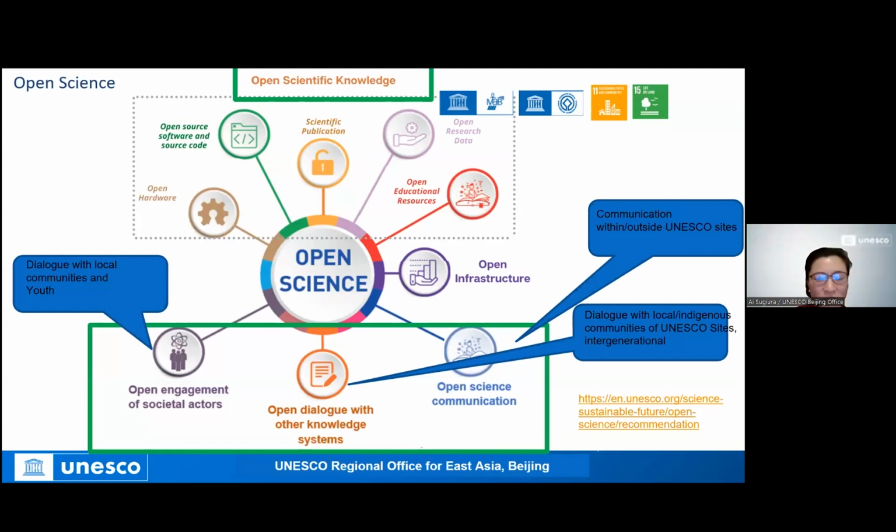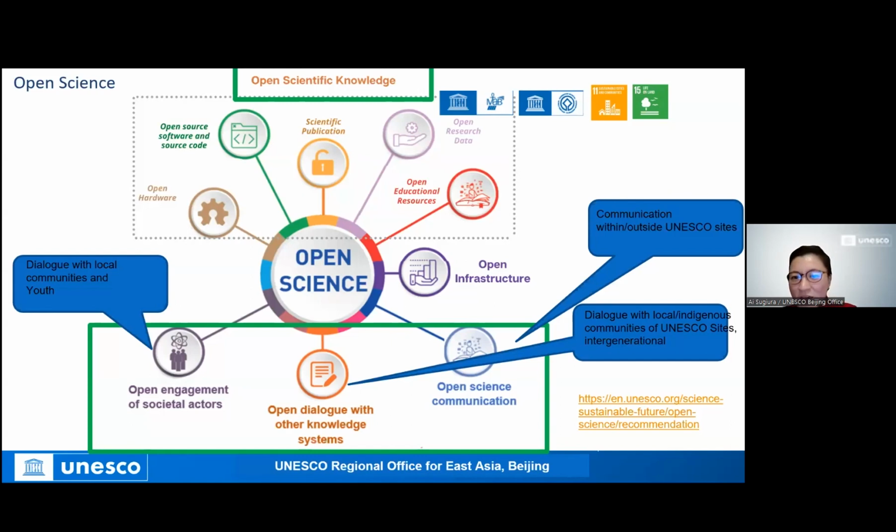And for all of this, we need everyone. So of course, open engagement of societal actors: we need dialogue with local communities, with youth, with minorities, and so on. Then open dialogue with other knowledge systems. We need to understand local indigenous knowledge and the communities. And in UNESCO, we have UNESCO sites, which can be like living labs where you can get all this knowledge.